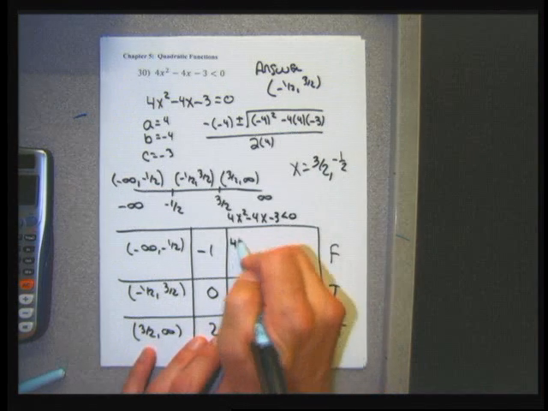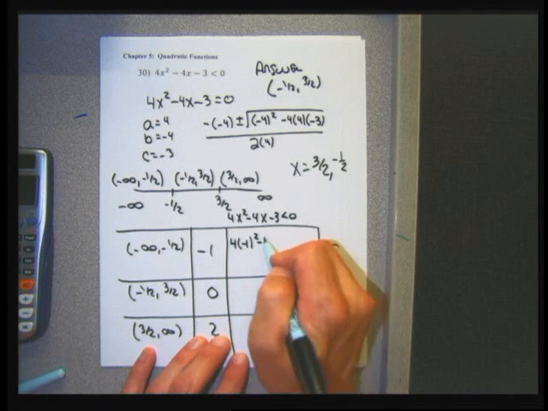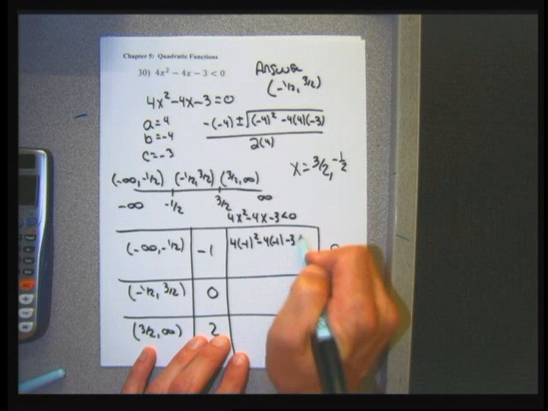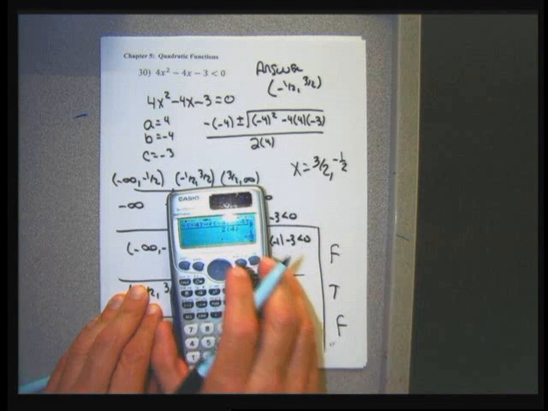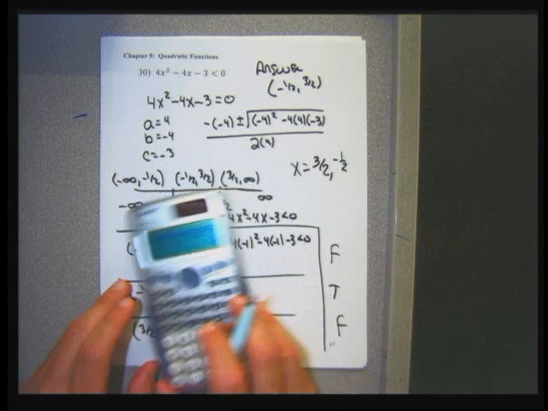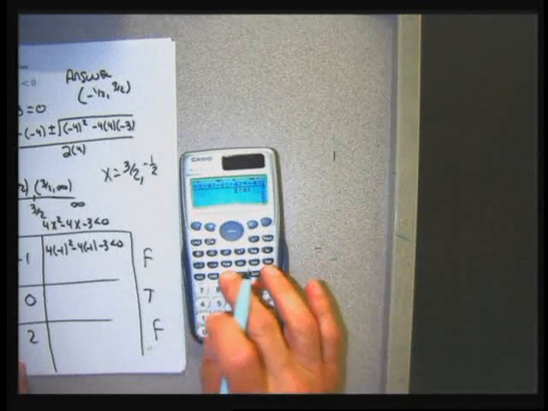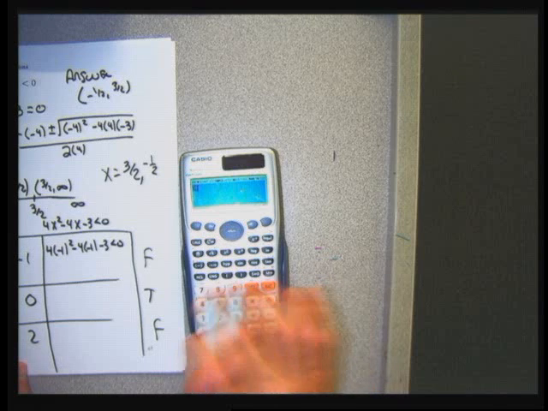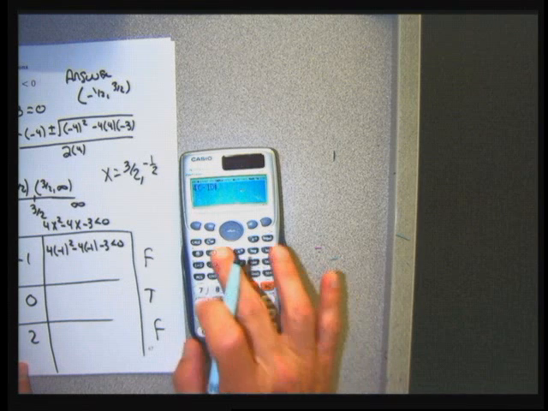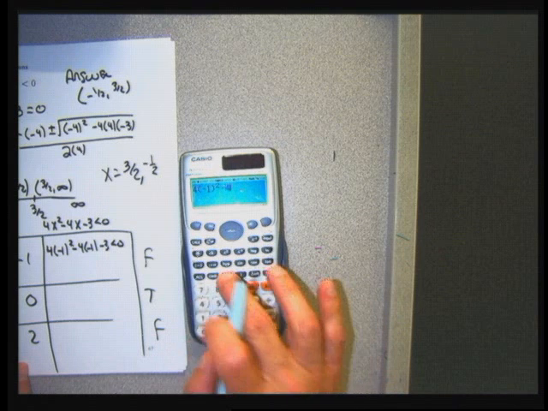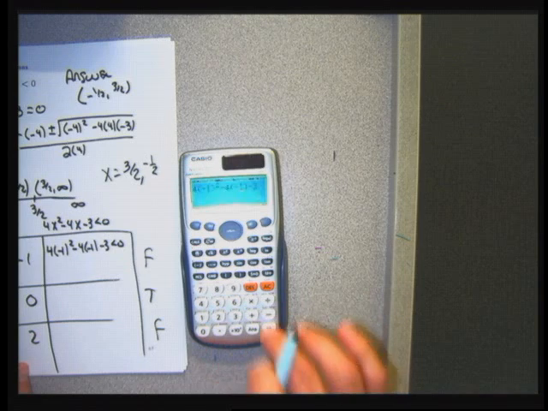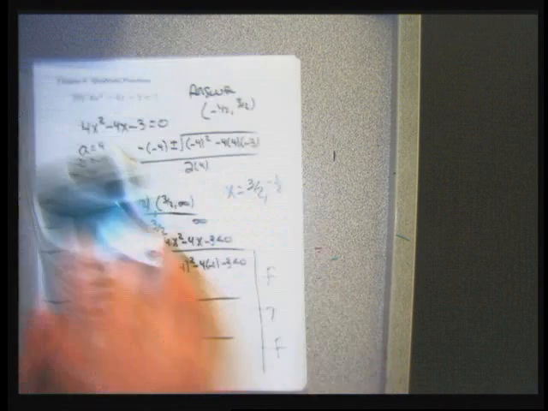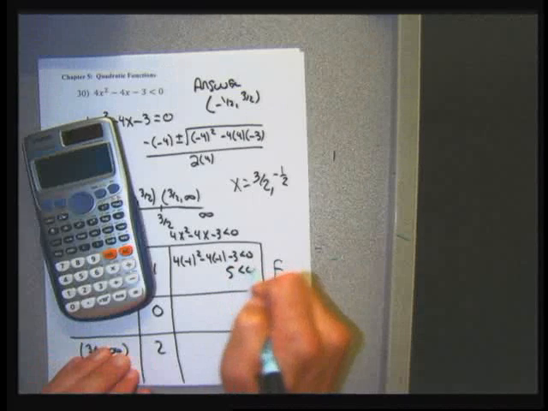So I'm going to go 4 times -1 squared minus 4 times -1 minus 3 is less than 0. Calculator time. It's hard to see this, right? It's always like right where I need to be. So this one's going to be 4 parentheses -1 squared minus 4 parentheses -1 minus 3, and that's going to give me 5 is less than 0. That's why I was able to put false there.